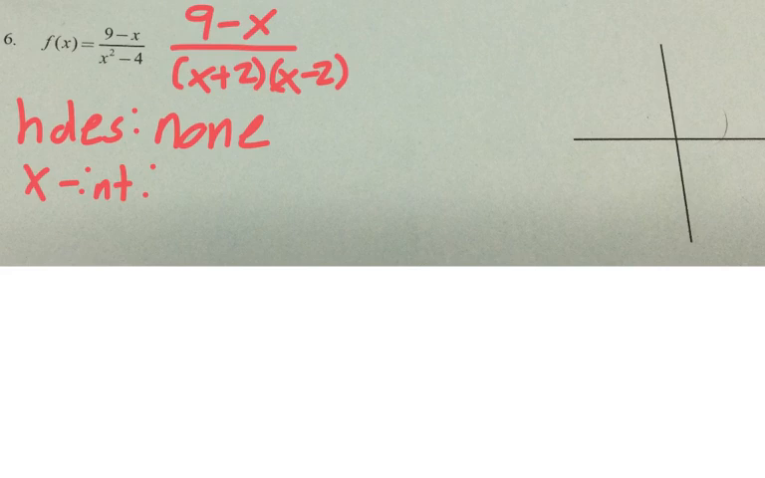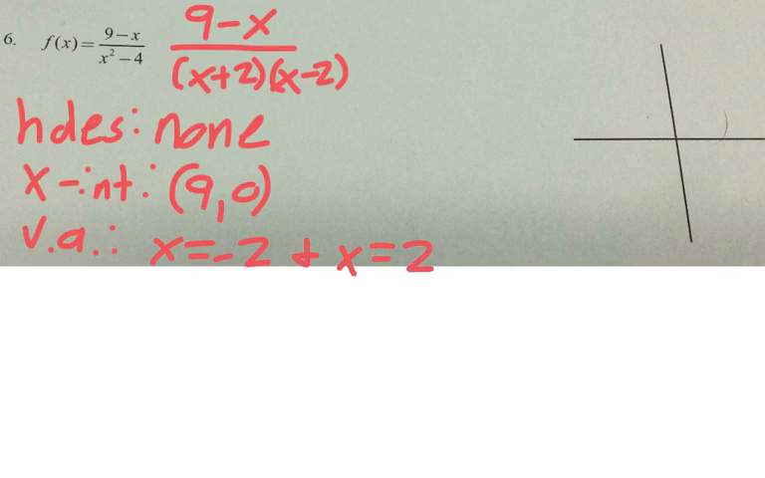So the x-intercepts would happen when the numerator goes to 0. If I solve that, x equals 9. The x-intercept is at (9, 0). Okay, this time I have 2 vertical asymptotes. I have a vertical asymptote at x equals -2, and I have one at x equals +2. Neither one of them has togetherness, though, because they each are happening to the first degree.